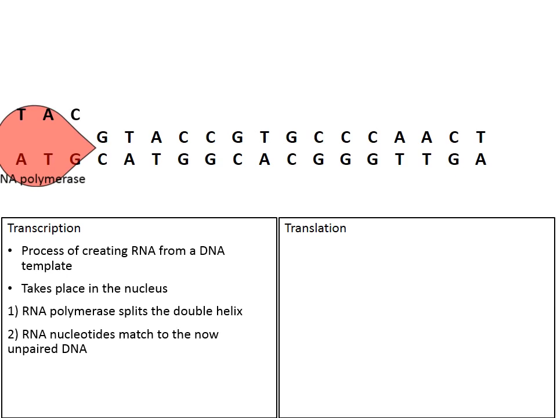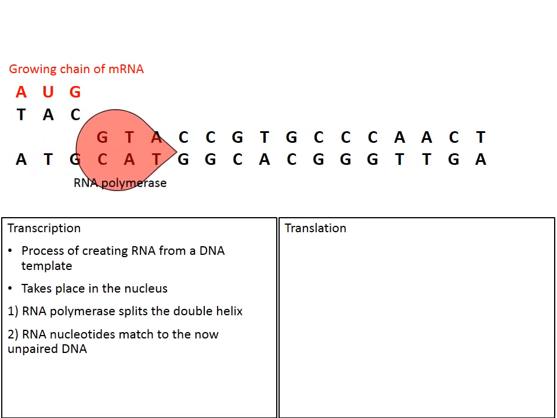And once that happens, RNA nucleotides are going to match to the now unpaired DNA. And so, for instance, notice how in red the letters AUG just floated on in and matched to the DNA letters of TAC. And so what we have here is a growing chain of RNA in red, and actually this is going to be a growing chain of messenger RNA here in red.